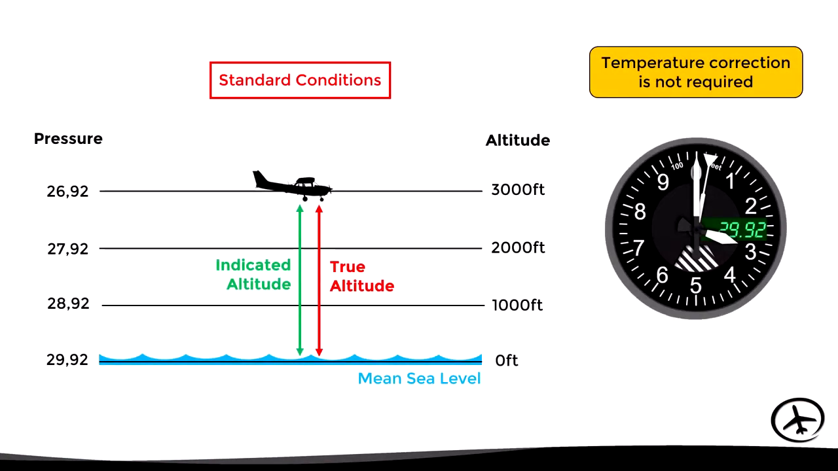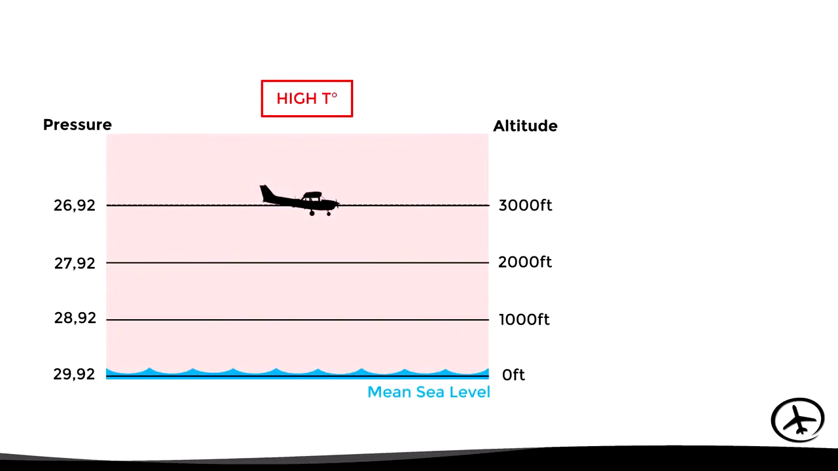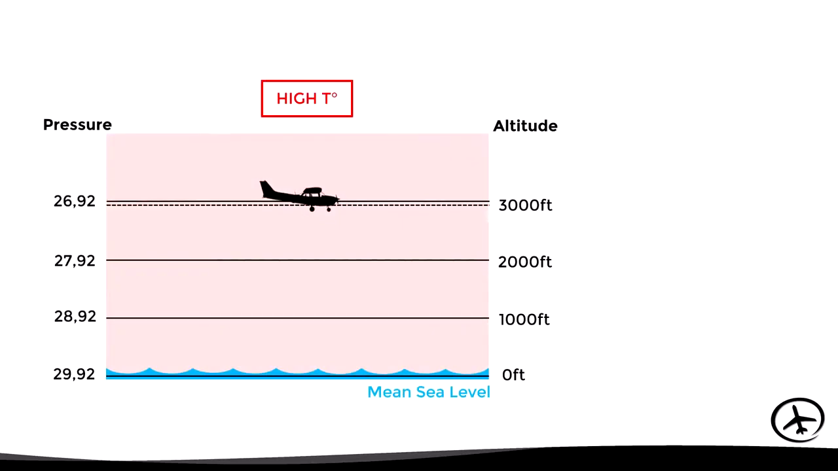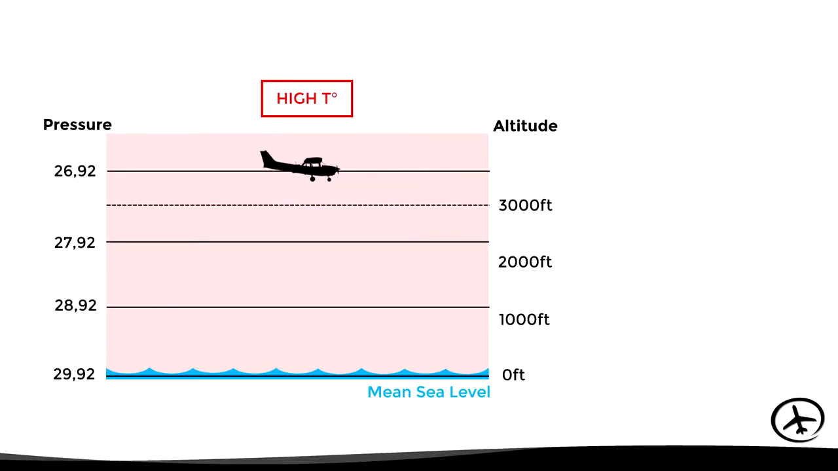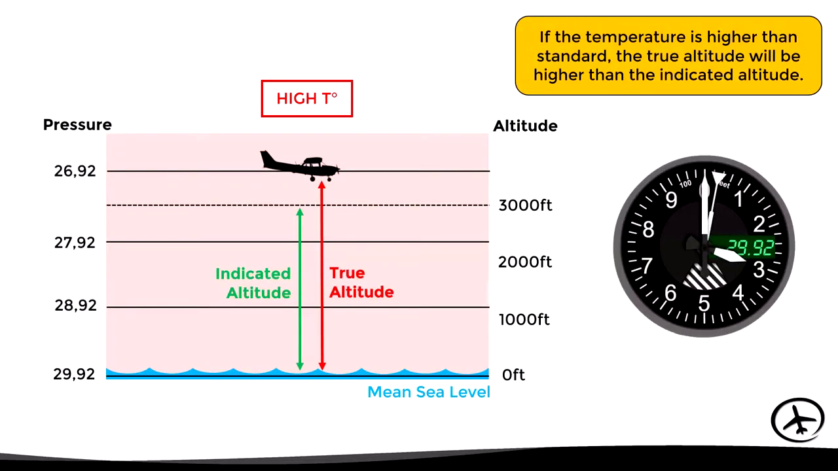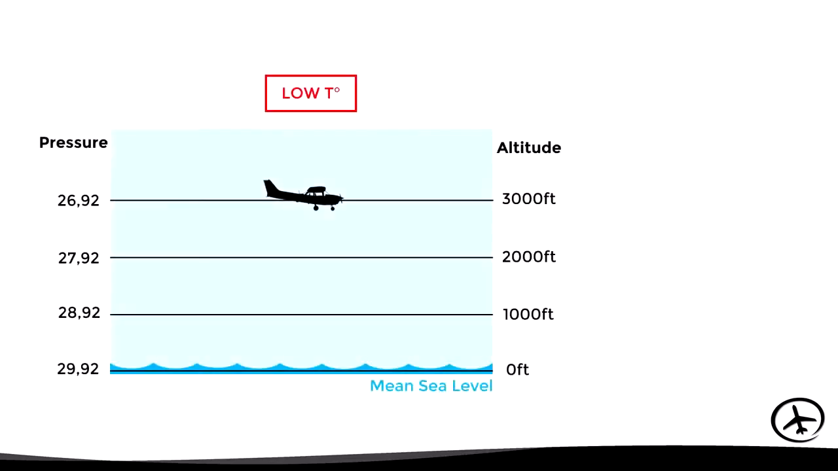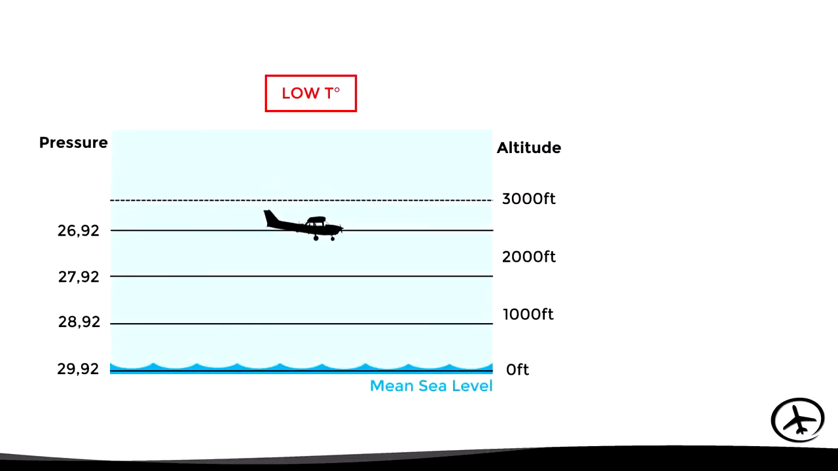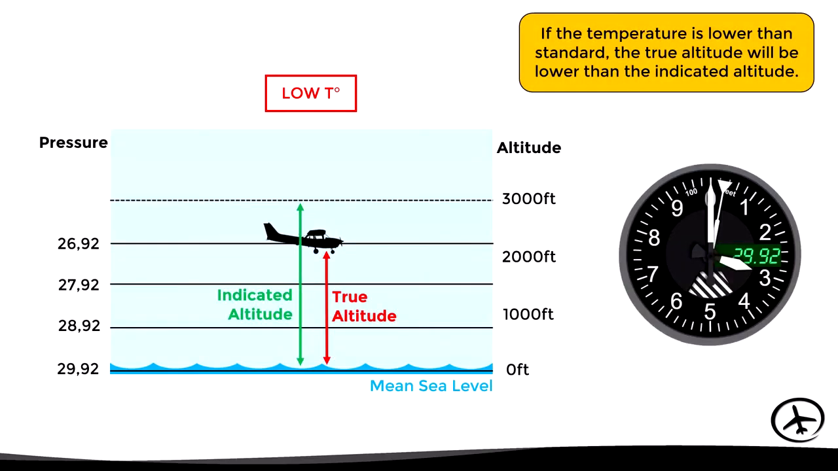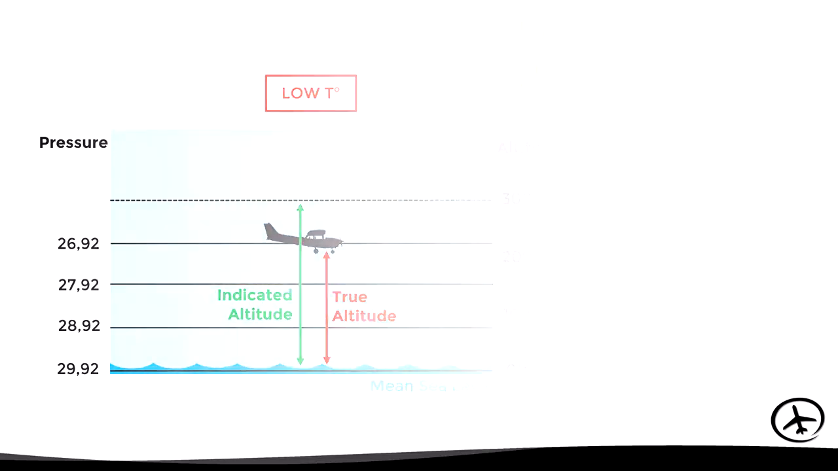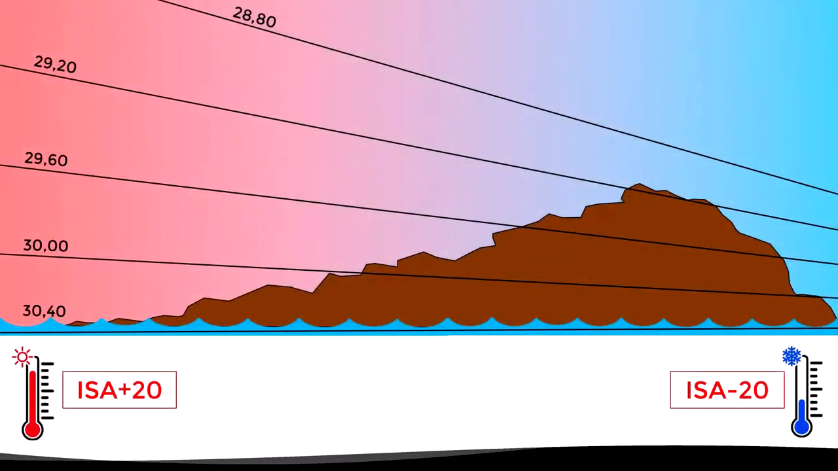This implies that under standard temperature conditions, the indicated altitude and true altitude will be the same, so a temperature correction is not required. But for example, if we are in high temperature conditions, the isobars will be further apart, and as we can see in this case, the true altitude is higher than the indicated altitude. The opposite happens if the temperature is low. In this case, the isobars will be closer together, and therefore, the true altitude will be lower than the indicated altitude. Now, in practice we may find a situation like this. Here we can appreciate the gradual change in the spacing of the isobars depending on the temperature.